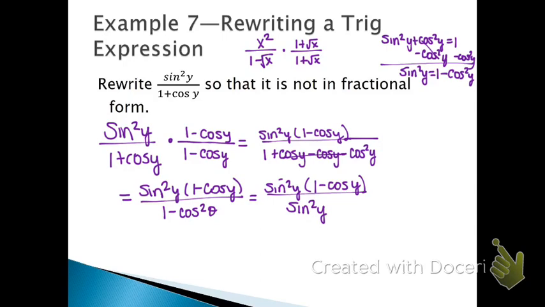Now what can I do? Cross those out. And we get 1 minus cosine of y. And so yeah, there's more than one way to do this. There was actually a shorter way, but this way we still got the right answer. So it's one way to do it.